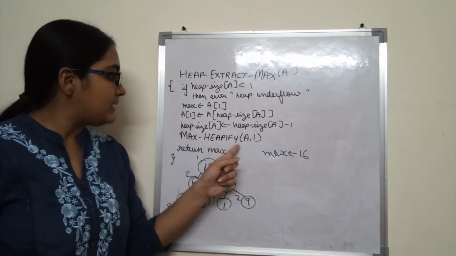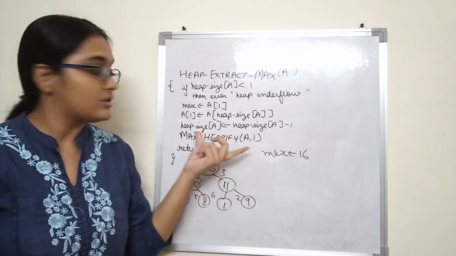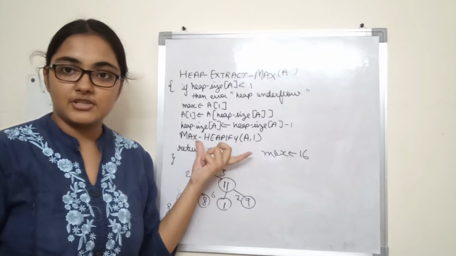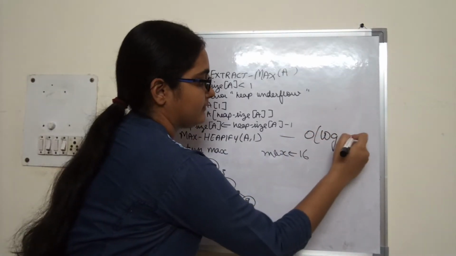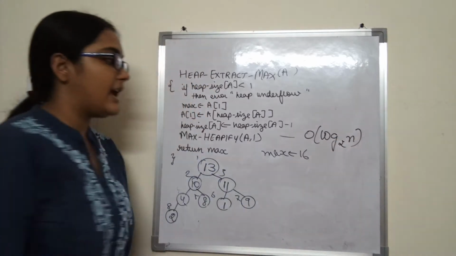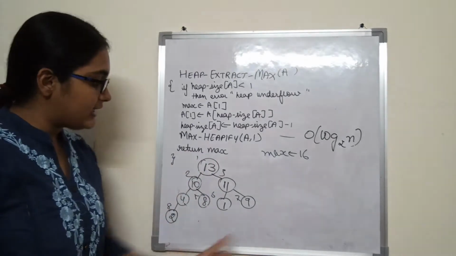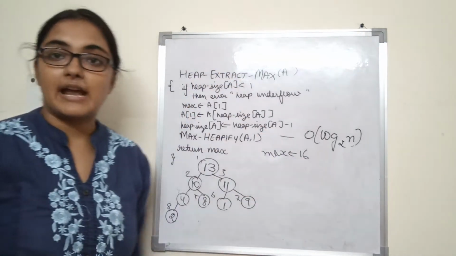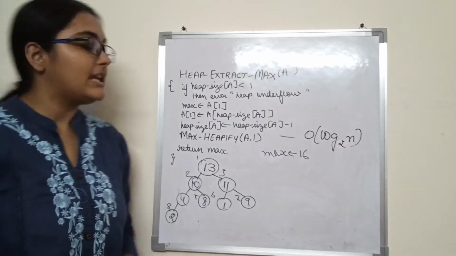Now the only time taking factor is the max heapify procedure. So what is the time taken by the max heapify procedure? Max heapify takes order of log n time, where n is the number of nodes in the tree. So if there are n nodes in the tree, max heapify will take log n time. So the time taken by heap extract max will also be order of log n. So that is about heap extract max.